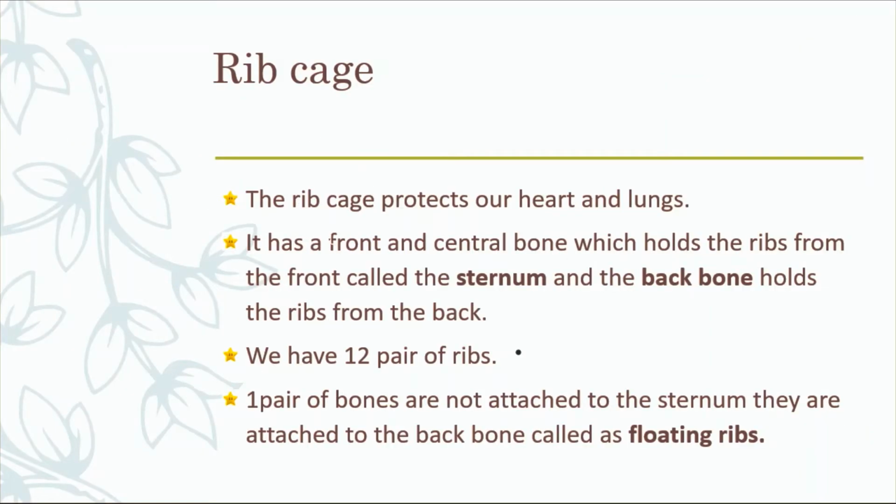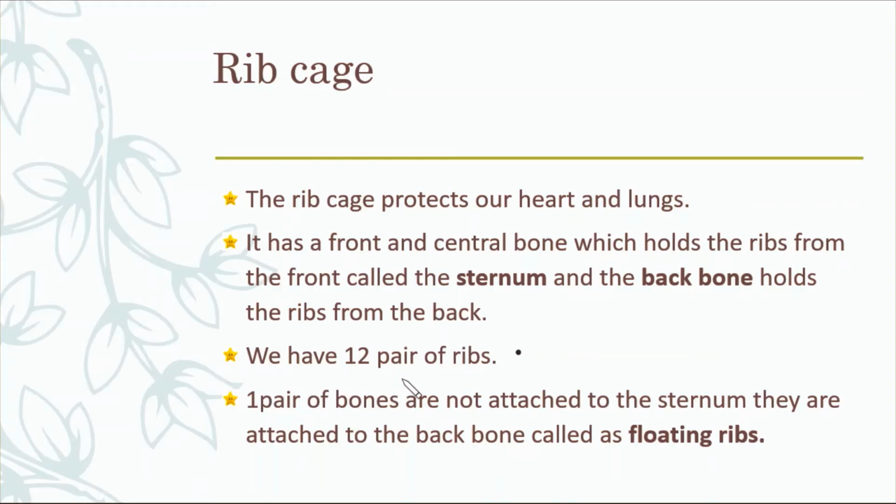Rib cage. The rib cage protects our heart and lungs. It has a front and a central bone which holds the ribs from the front, called the sternum. Sorry for spelling it wrong. Okay, now we'll continue. It has a front and central bone which holds the ribs from the front, called sternum, and the backbone holds the ribs from the back.